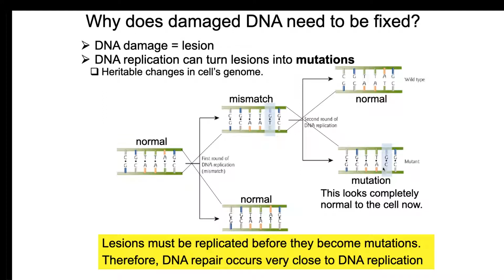The cell cannot detect that this is not supposed to be a GC base pair, and therefore the cell cannot fix this, and this is a permanent change in the DNA. It is a mutation. So the trick here for cells is to repair DNA while it's damaged, while it's a lesion, while it can detect the problem before the problem becomes a mutation.